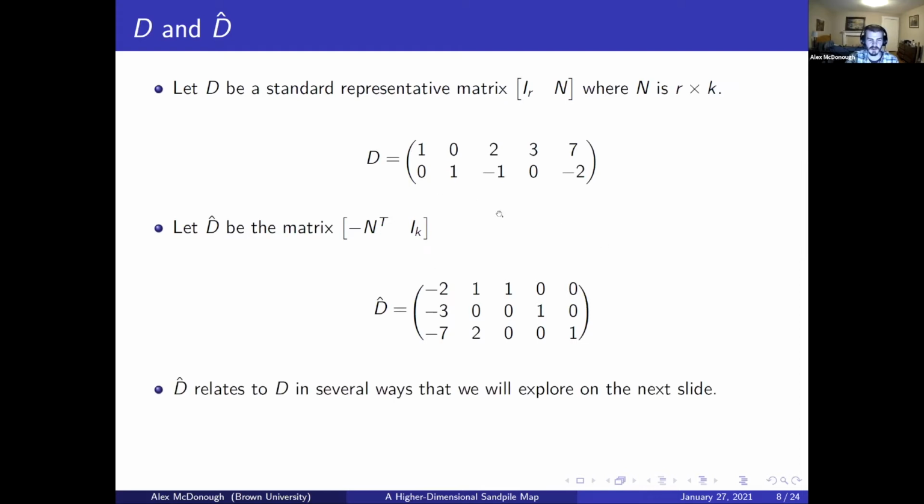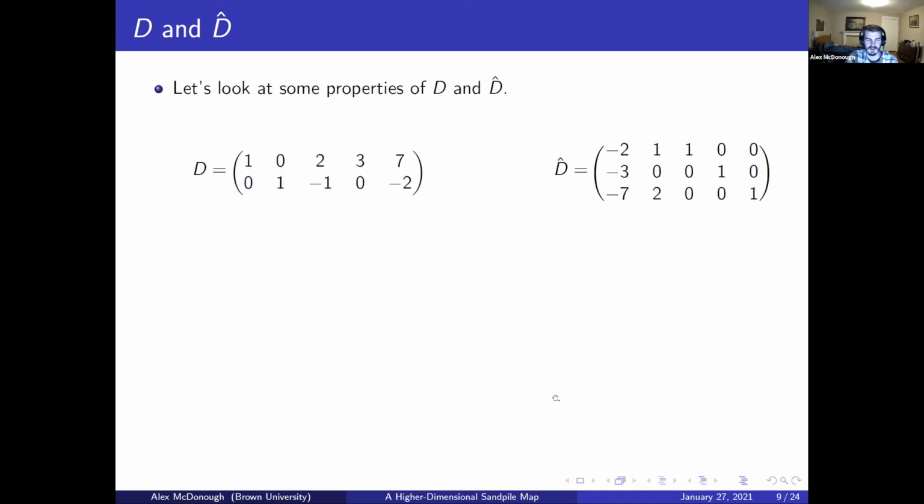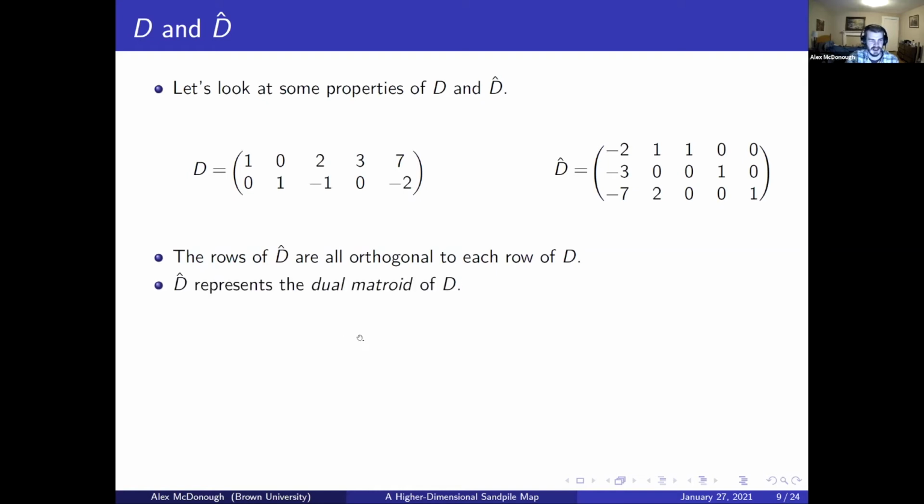These are closely related to each other. So we have our D and D hat that we had before. First of all, the rows of D hat are all orthogonal to each row of D. This you can show pretty quickly because there ends up being two non-zero things when you dot product them, and one is the negative of the other one. So it's nice. D hat represents the dual matroid of D. So people who know some stuff about matroids might be interested in that.